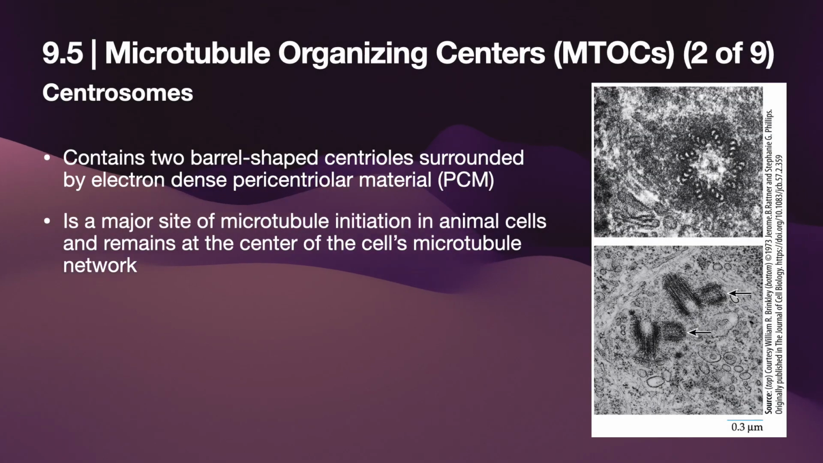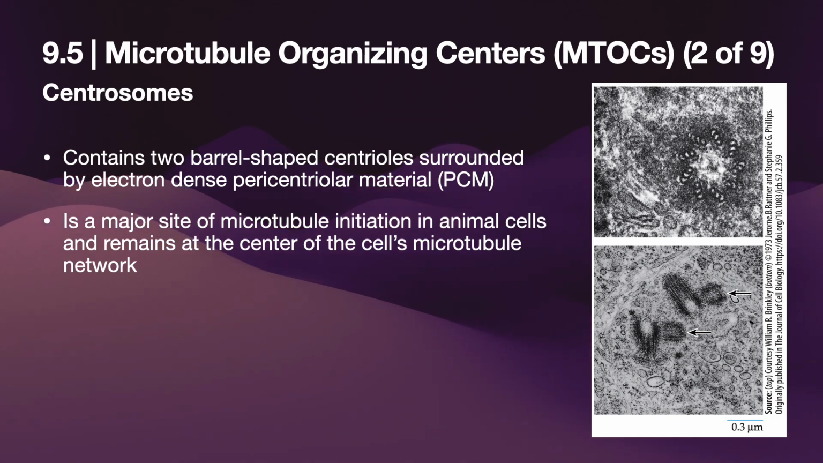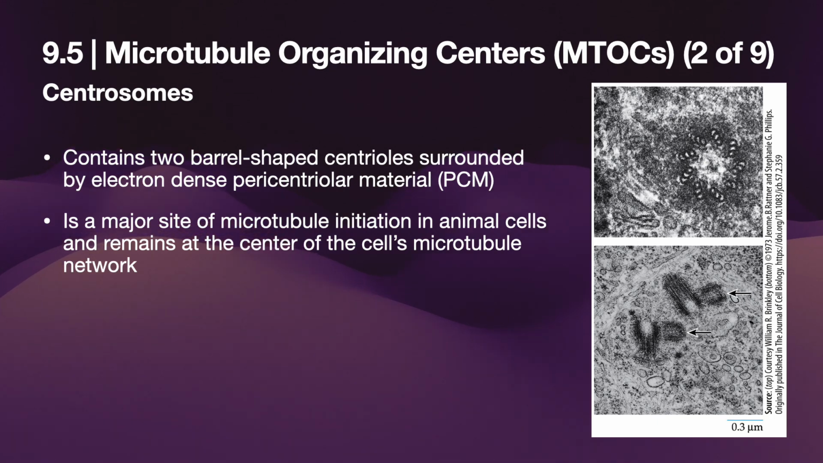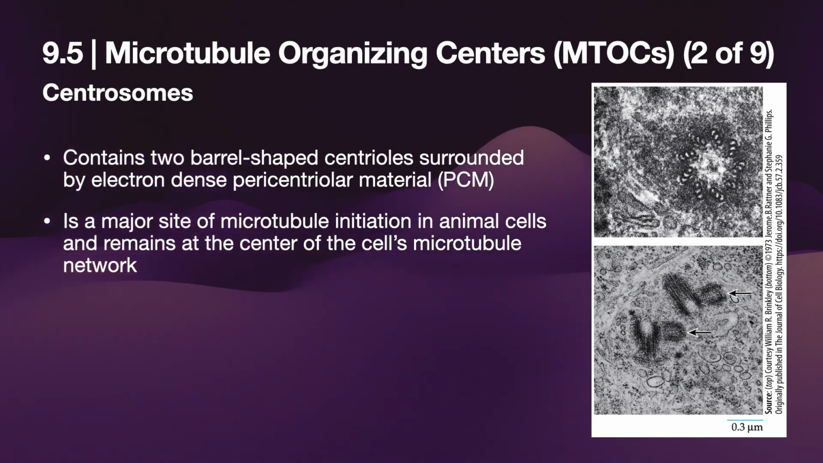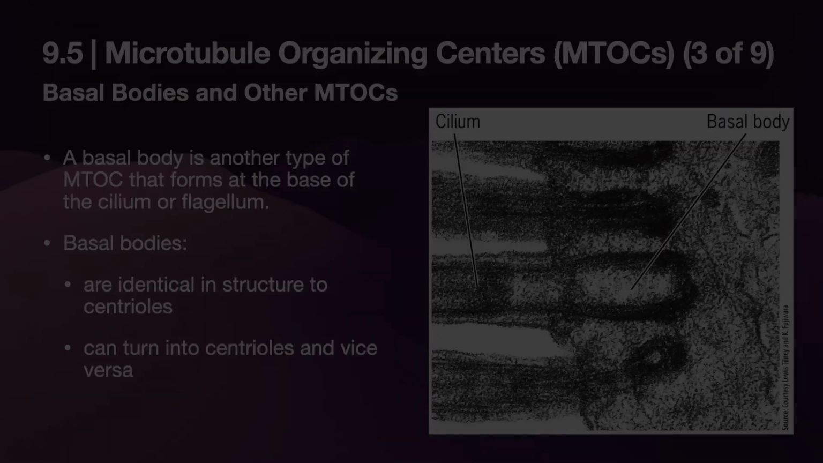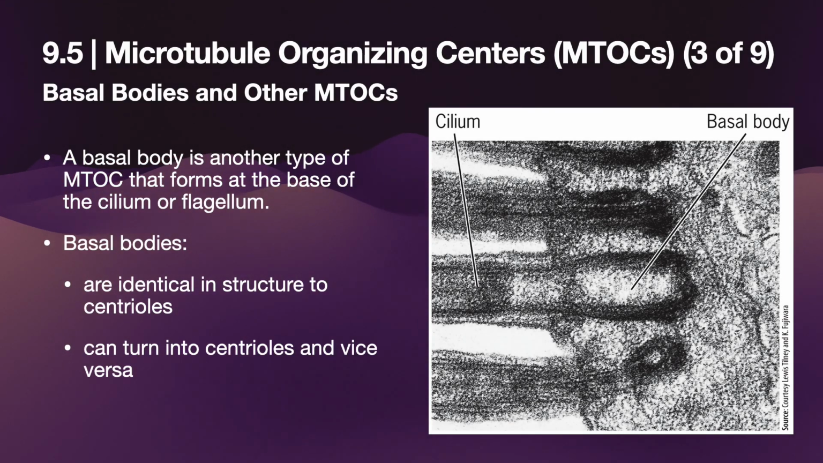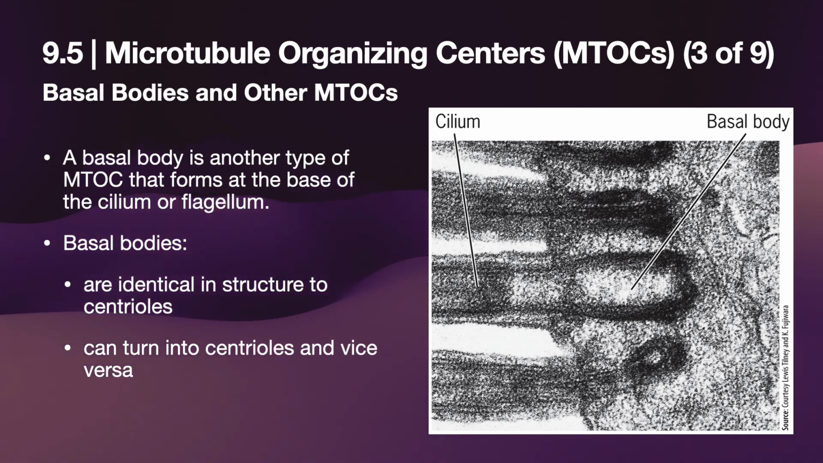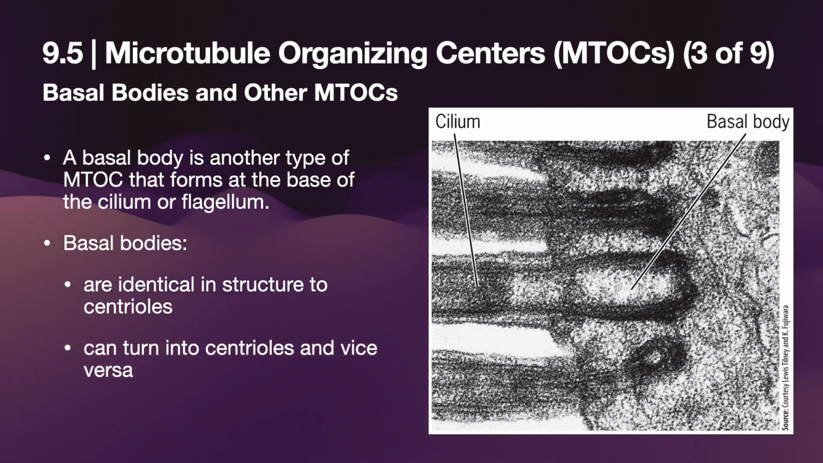Centrosomes contain two barrel-shaped centrioles surrounded by electron-dense pericentriolar material, or the PCM. This is a major site of microtubule initiation in animal cells and remains at the center of the cell's microtubule network. In connection to that, there are the basal bodies and other MTOCs. A basal body is another type of MTOC that forms at the base of the cilium or the flagellum. Basal bodies are identical in structure to the centrioles, and they can turn into centrioles and vice versa.